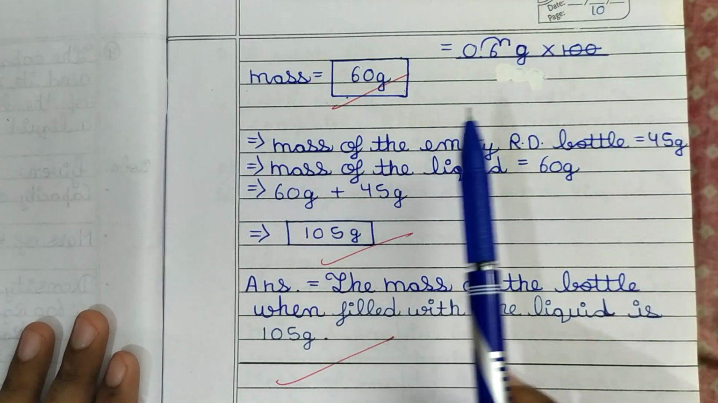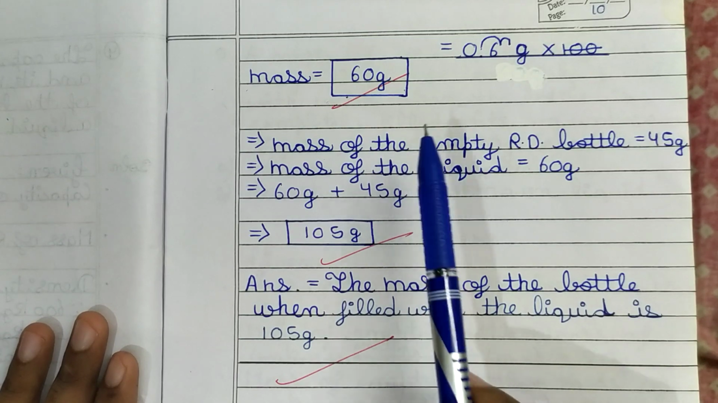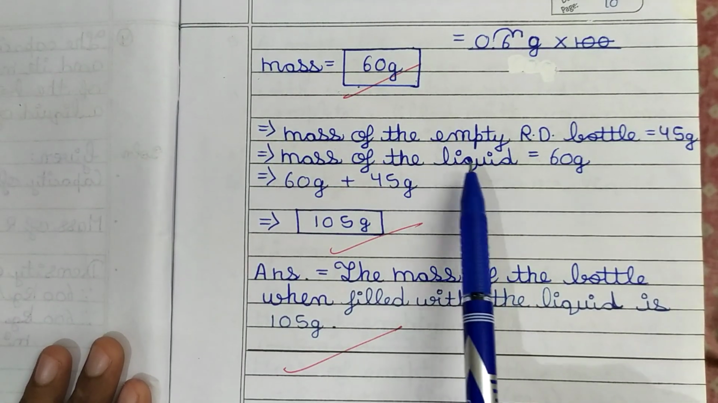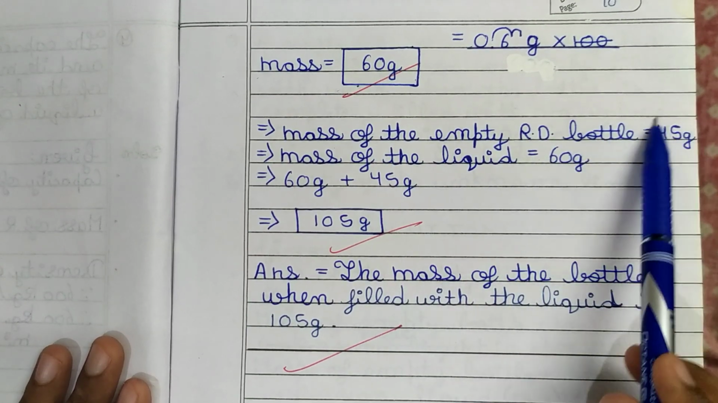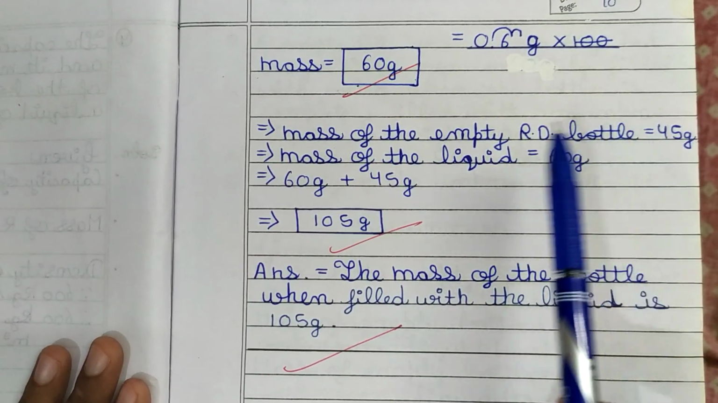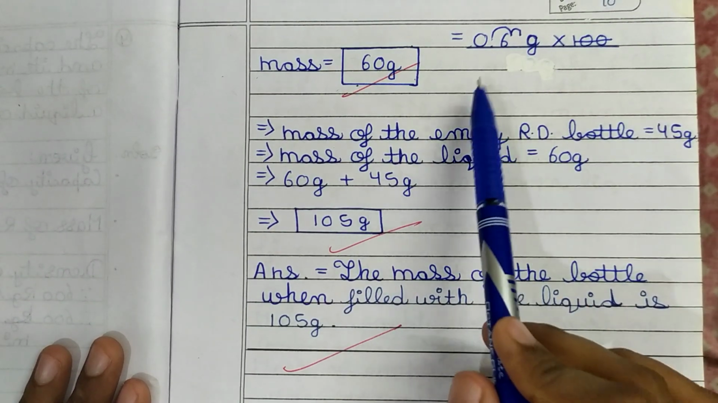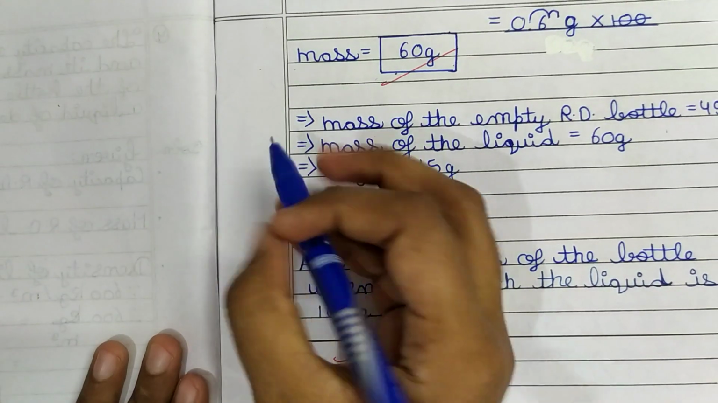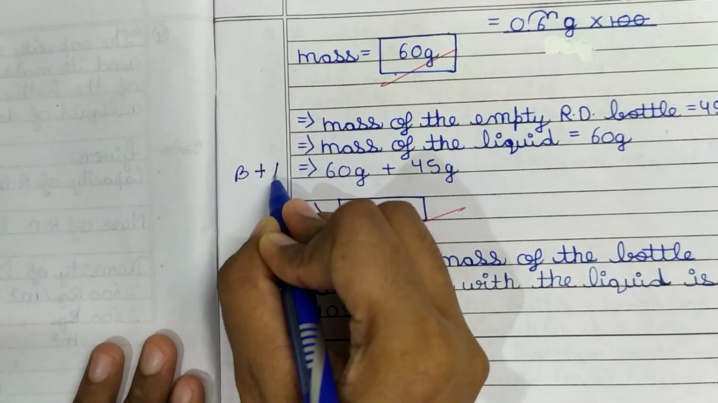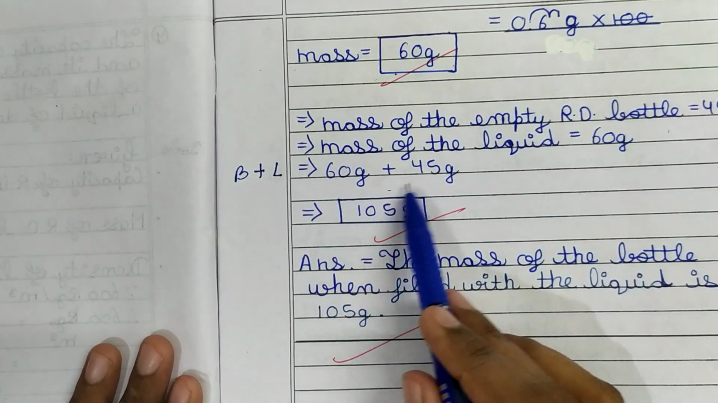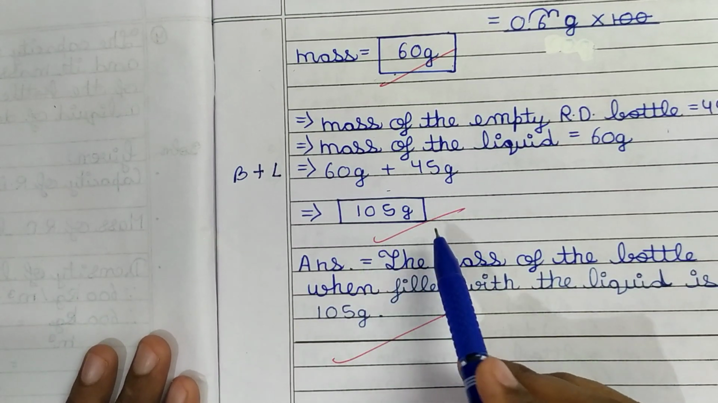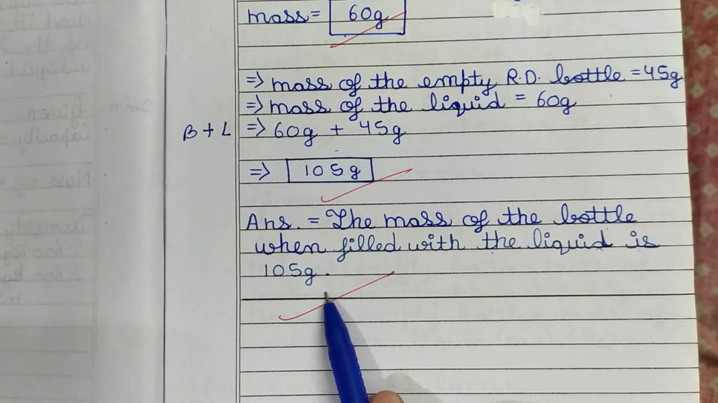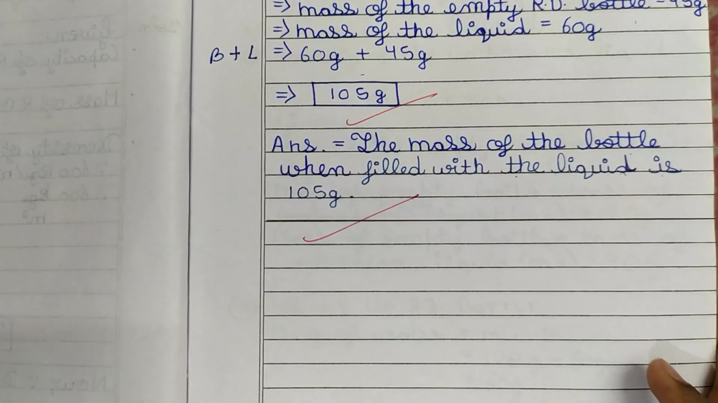But children, question is not over here. You have to find the mass of the bottle plus mass of the liquid. Now mass of the empty RD bottle was already given in the question, 45 gram, and mass of the liquid you have determined just now, that is 60 gram. Therefore mass of the bottle plus liquid is equals to 60 gram plus 45 gram, that is 105 gram. The mass of the bottle when filled with liquid is 105 gram. So children, the question was very easy.